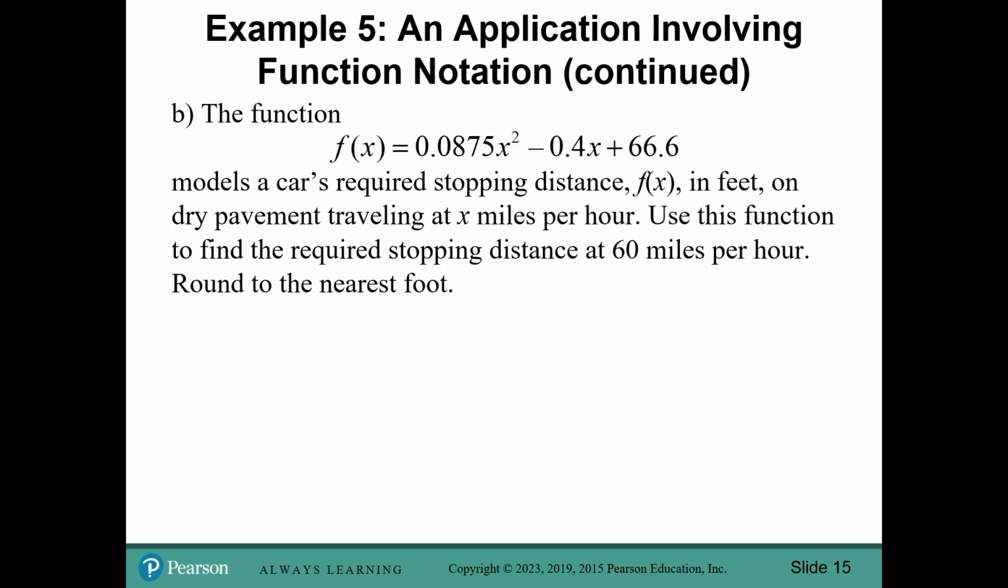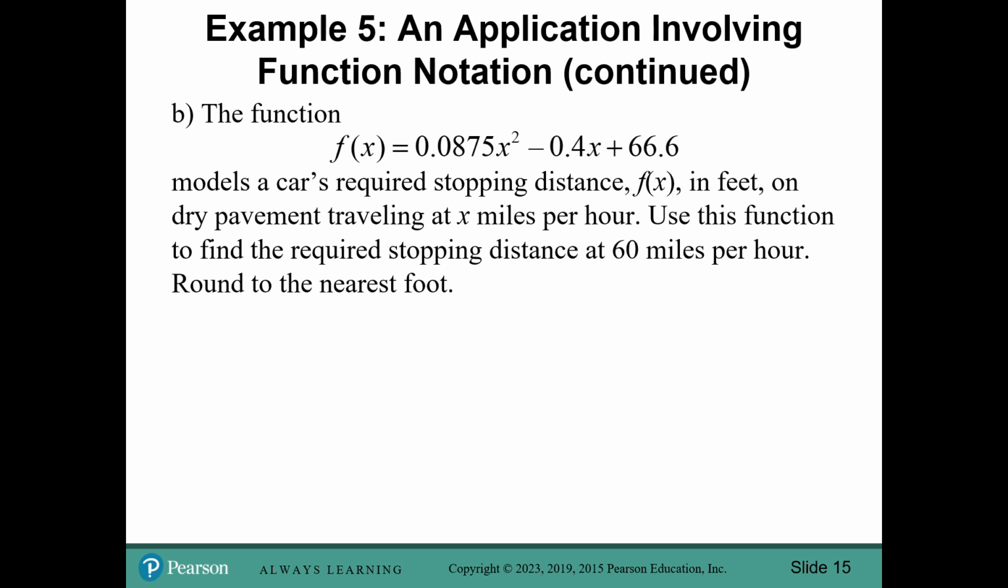Let's look at B. B says the function f of x equals 0.0875 x squared minus 0.4x plus 66.6 models a car's required stopping distance f of x in feet on dry pavement traveling at x miles per hour. Use this function to find the required stopping distance at 60 miles per hour, rounded to the nearest foot.